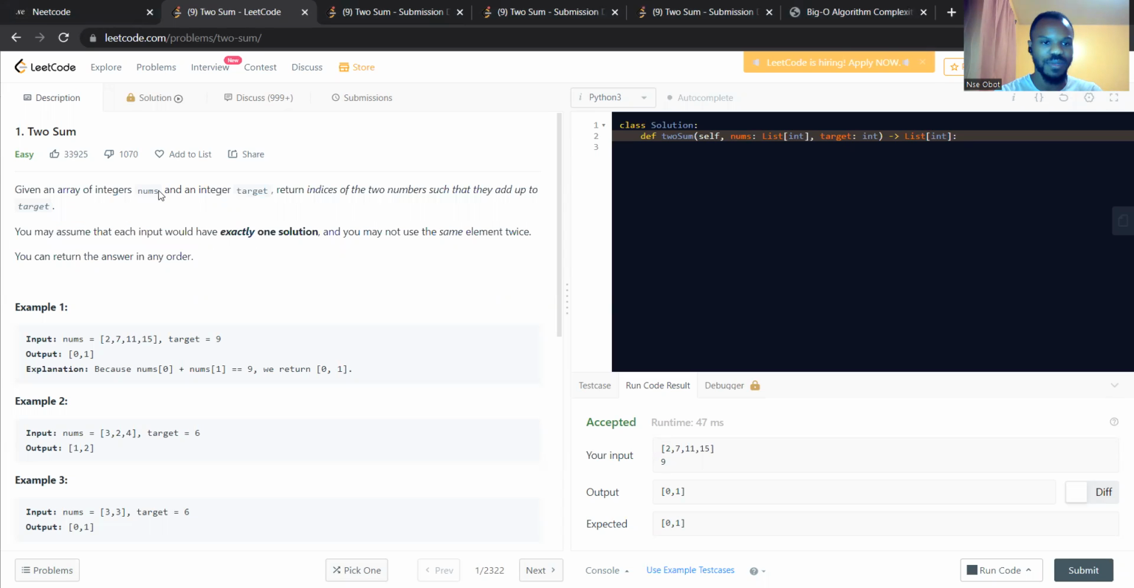Given an array of integers, nums, and an integer target, return indices of the two numbers such that they add up to target. You may assume that each input would have exactly one solution, and you may not use the same element twice. You can return the answer in any order. The first solution that comes to mind is to look at each element and for each element to consider all the other elements. This solution requires that you do n operations n times, thus would be an n squared solution.